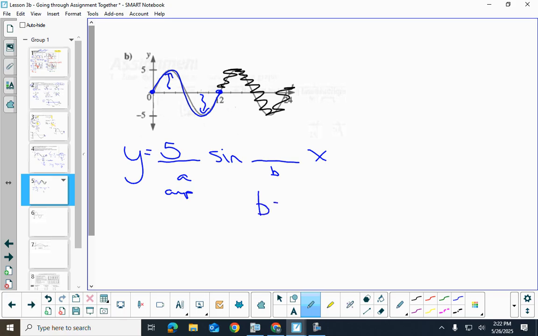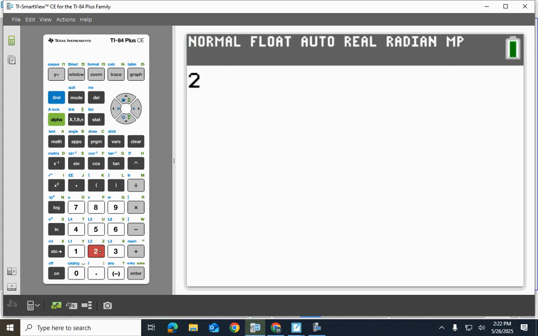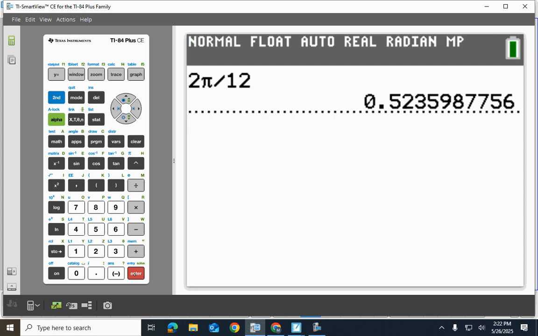To find B, we go 2 pi over period. The period is the length of one pattern. The pattern has a length of 12. So for the correct answer, you can write 2 pi over 12. That's one option. The next option is to write it as a decimal, so 0.52.